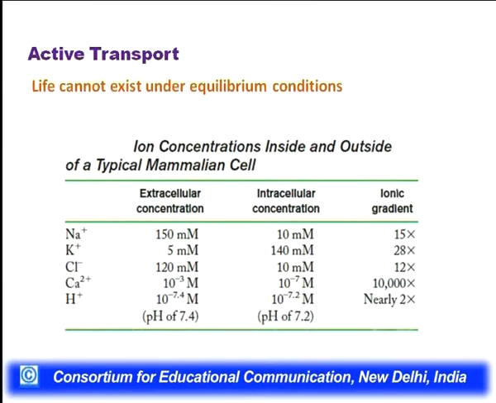Chloride ions, calcium ions, hydrogen ions: at the pH of 7.4, there is a concentration of 10 raised to the power of minus 7.4 molar extracellular concentration. However, inside the pH is 7.2, which is 10 raised to the power of minus 7.2 molar, which is nearly 2x. But some of the molecules, as you can see, the calcium molecules, are 20,000 times more towards one side or the other. So life is not existing in a cell under equilibrium conditions. The ionic concentrations across the plasma membranes are not equal. They are different. Either intracellularly or extracellularly, they are maintained at a higher or a lower concentration.